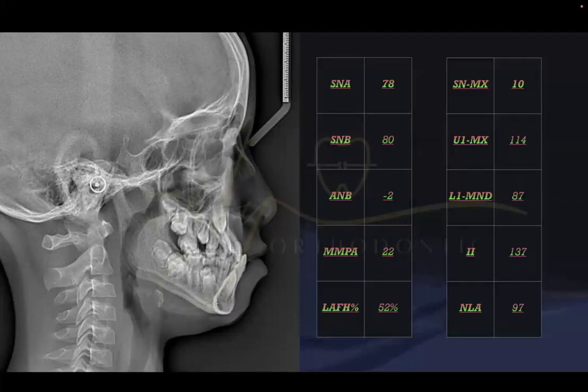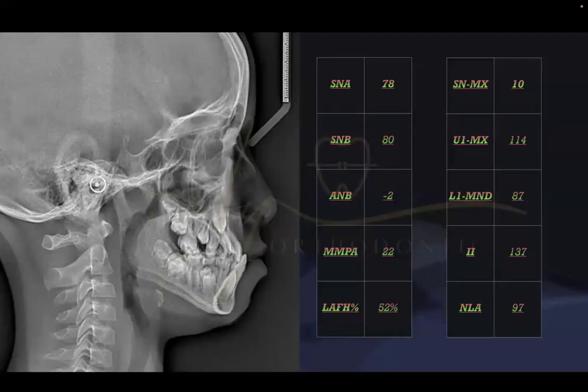What is the effect of the face mask? We have skeletal, dental, and soft tissue. Skeletal, we move the maxilla to a more forward position, and downward and backward of the mandible. And dental, we do lingual tipping of the lower incisors and proclination of the upper incisors. And the soft tissue, we increase the nasolabial angle.